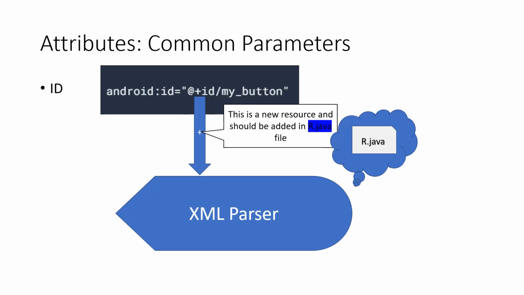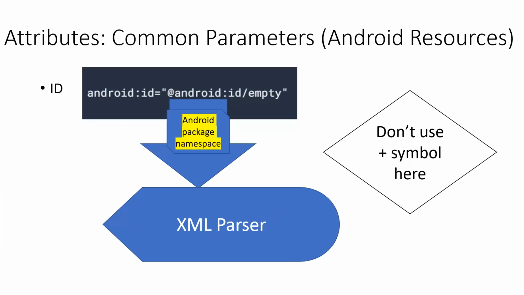So whenever you are going to make use of Android resources, do not use that plus symbol. What you need to do other than the plus symbol is just mention the namespace android:. That's a namespace that you need to mention. Do not use the plus, because this is not a new resource. You're not going to add it.